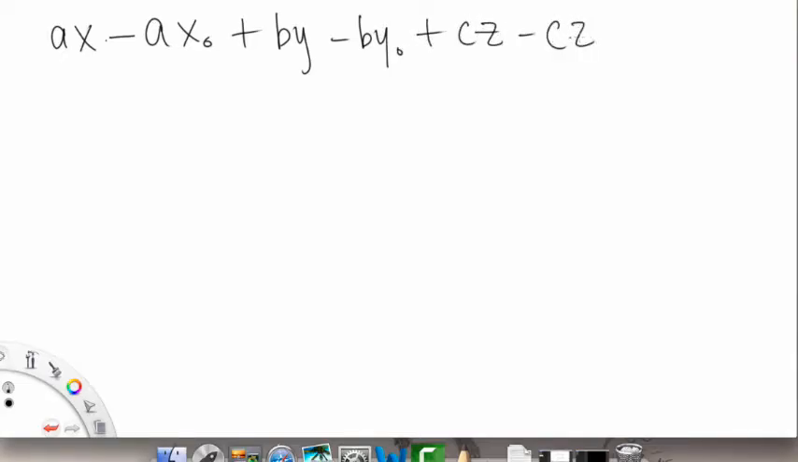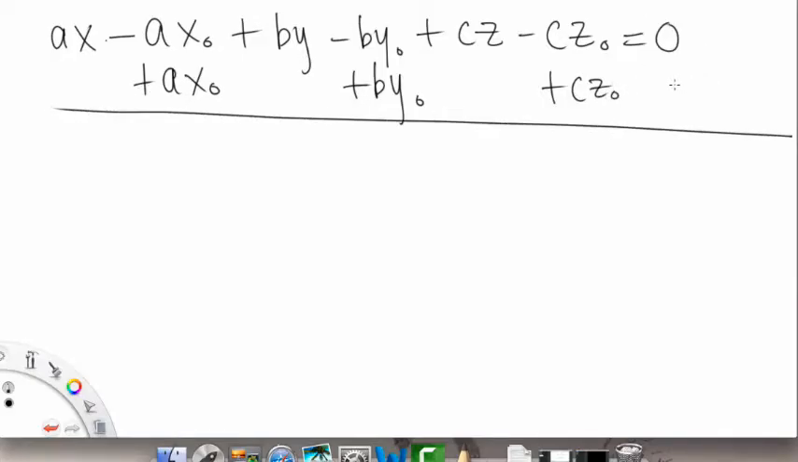If we distribute the a, b, and c, we get ax minus ax naught plus by minus by naught plus cz minus cz naught equals 0. At this point, we can simply add these terms to both sides, moving them to the right side and making them positive. We're going to do the same thing over here, so plus ax naught plus by naught plus cz naught.